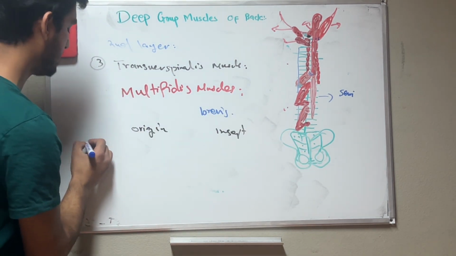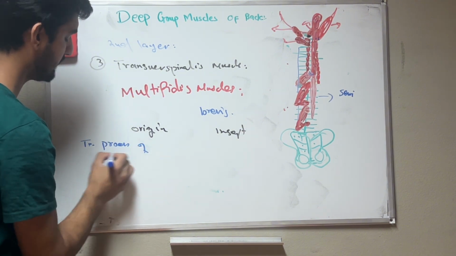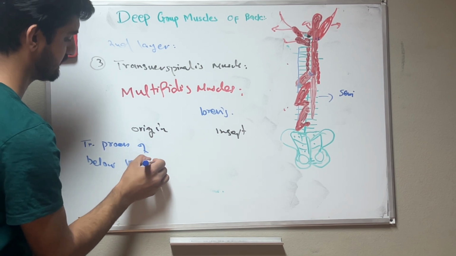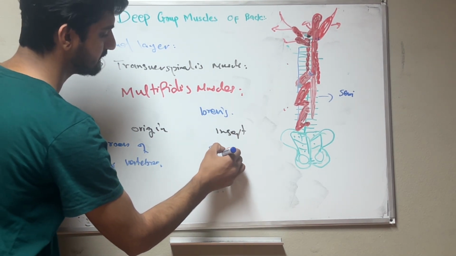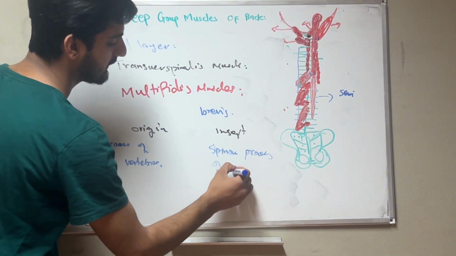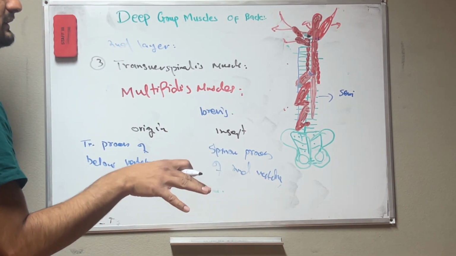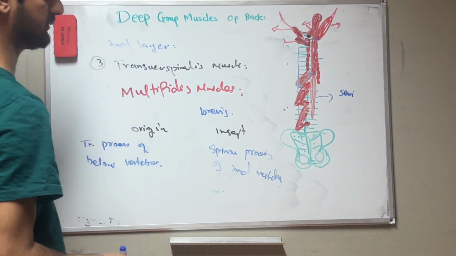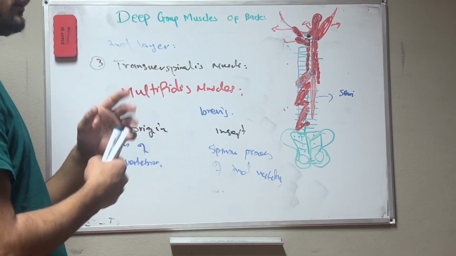Here the origin is the transverse process of the below vertebra, and it is inserted into the spine process of the second vertebra. It means they will skip one vertebra and insert into the second vertebra's spine process. Okay, these are the second layer muscles, the deep muscles of the back.